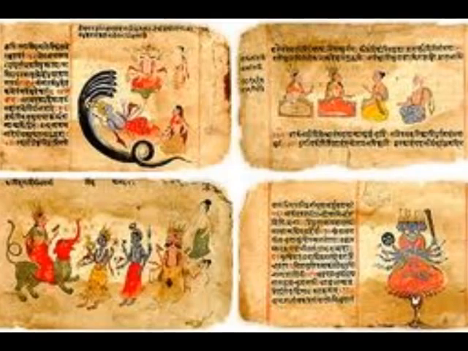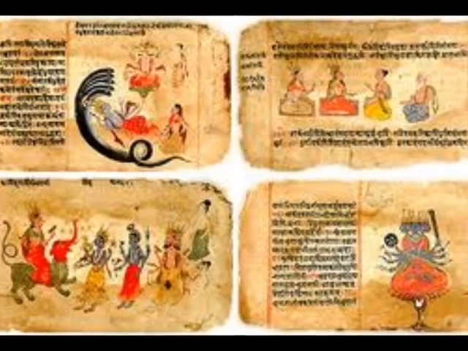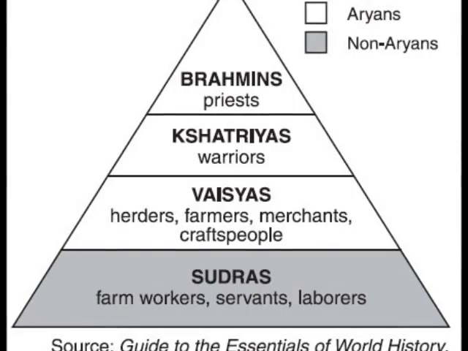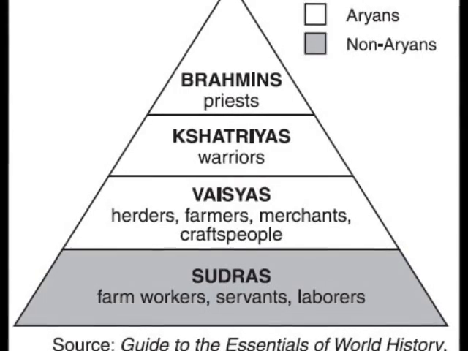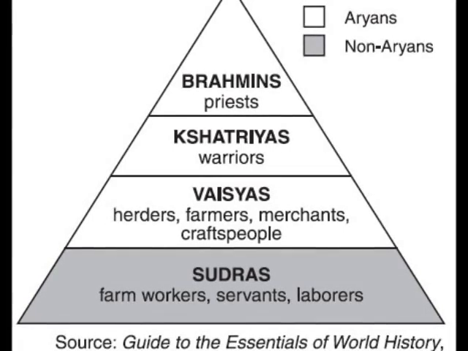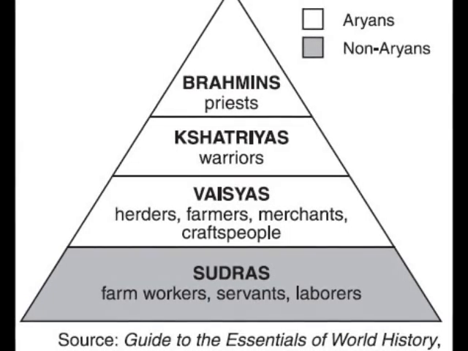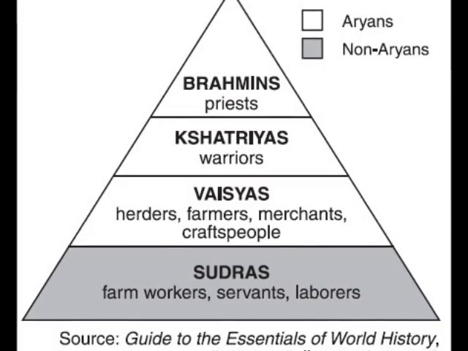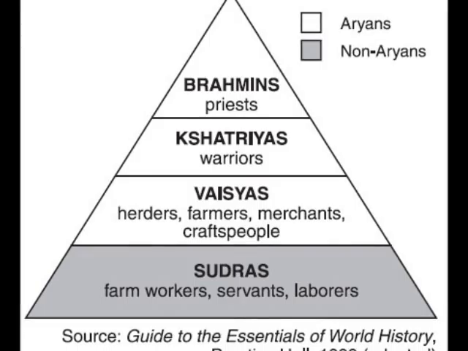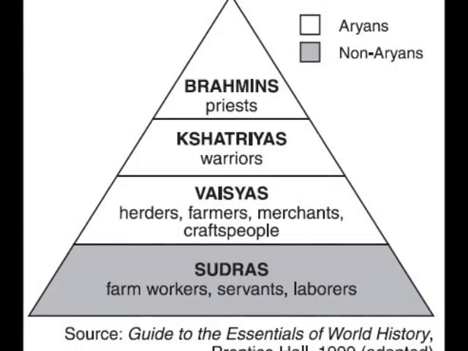And so in the Aryan culture, the people are going to be divided by their occupation, and you had three basic groups. The first were the Brahmins, and Brahmins were priests, so they're the leaders of the religious communities. The second group are the Kshatriyas, and the Kshatriyas are warriors, so they're the second most important. The third group are the Vaishyas, and the Vaishyas were your farmers and your merchants, your artisans, your herders, people who were in charge of the animals.